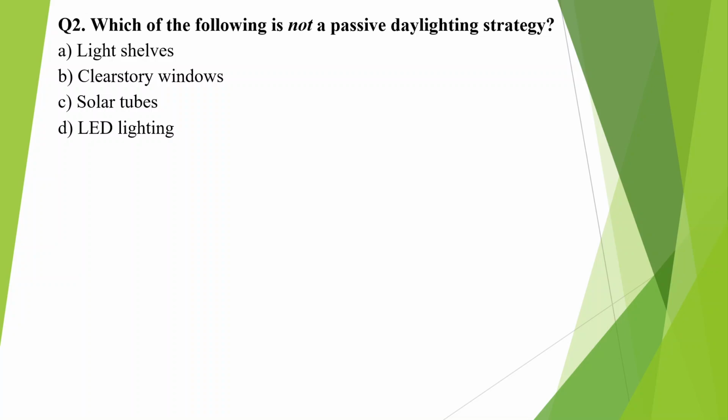Here is the second question. How can you get a passive daylight strategy? You know very well. Then you have to answer which is not a passive daylight strategy out of the four options mentioned here. Question number two.